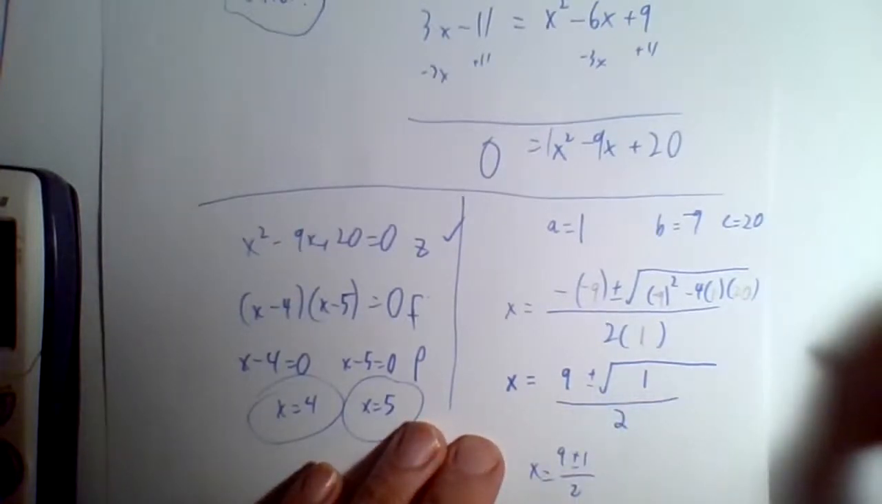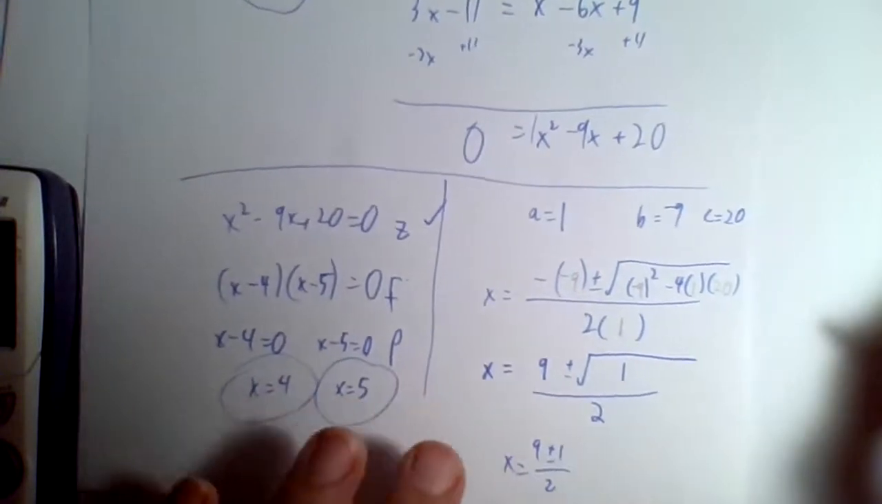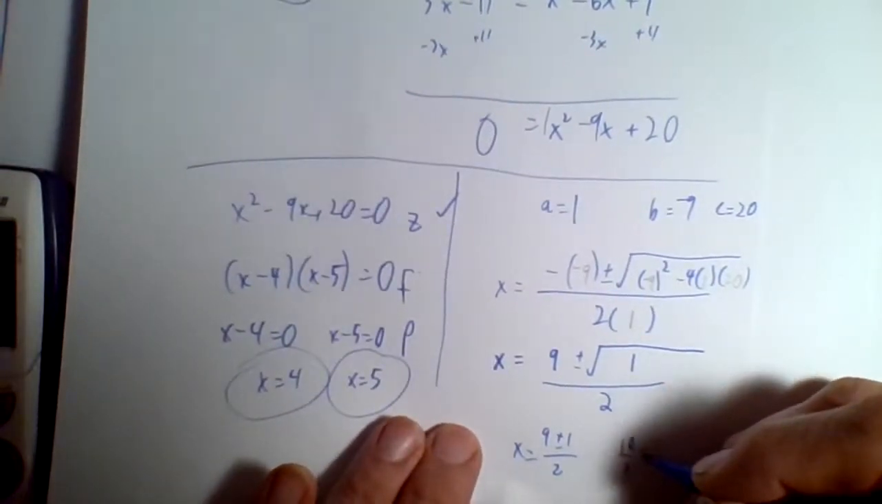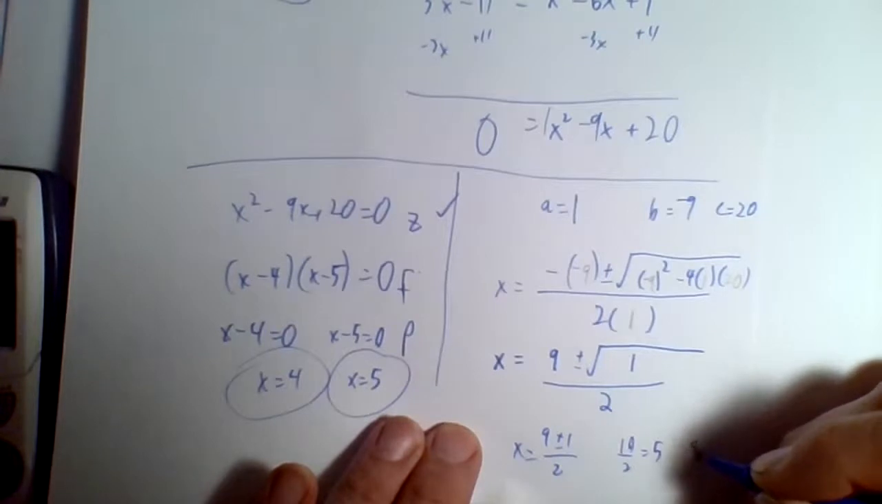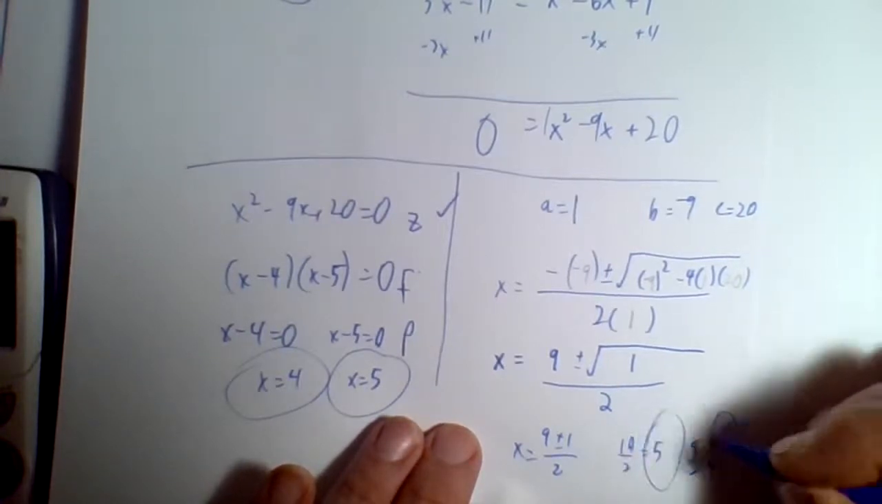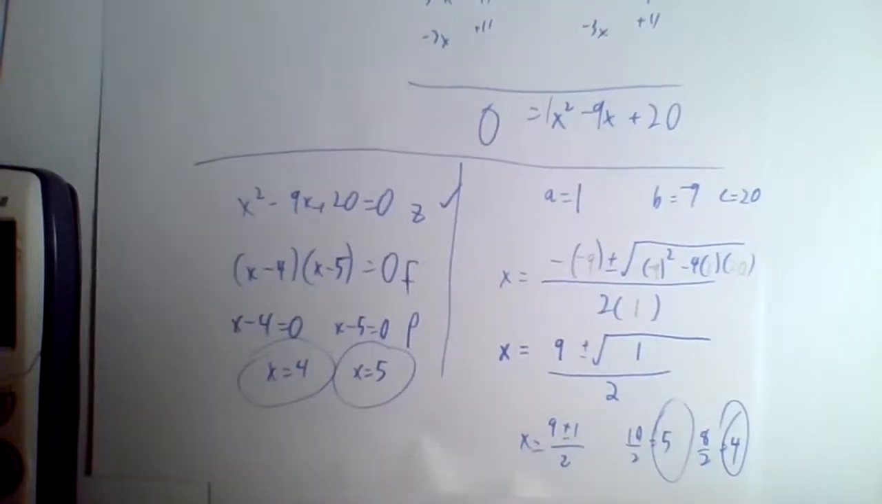Well, I don't really need plus or minus. Well, I do need plus or minus. I can do them separately because I know how to do 9 plus 1 and I know how to do 9 minus 1. That's 10 over 2, which is 5. And that's 8 over 2, which is 4. So I did get both of those solutions for what x can equal. Those are the numbers. We already checked them because we did them by factoring.